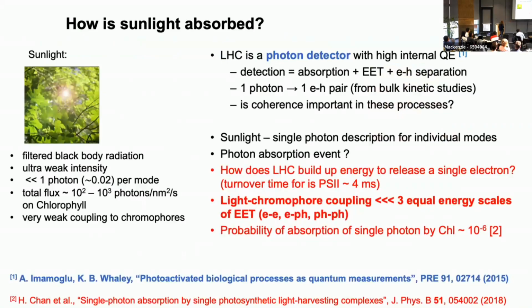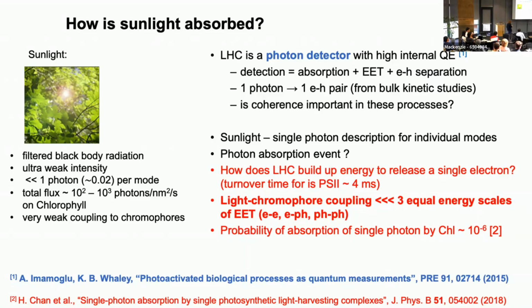This is a summary slide about sunlight. Sunlight, filtered blackbody radiation, has ultra weak intensity, much less than one photon per mode. If you want to keep a number in your head while I'm speaking, the flux is on the order of between 100 and 1,000 photons per nanometer squared per second. A second is a very, very long time in photosynthetic times. And there is very weak coupling to chromophores. The coupling of the light to the chromophores is much weaker.